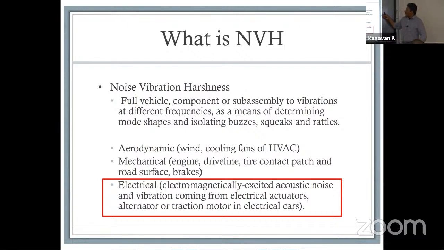So you can look at specifically from the perspective of mode shapes, isolating buzzes, squawks, rattles. A lot of these things can actually happen, but not all of those things will happen for motors. But for vehicles, it can. You have aerodynamic noise, you have mechanical noise, and of course, the one we really care about and you recognize as a very important component is electrical. That component comes in from your design itself. If you have acoustic noise generating from torque ripple, from electrical noise, it comes from your system.